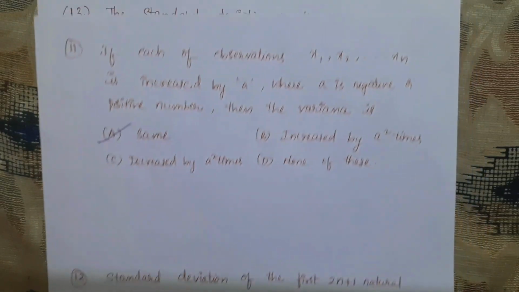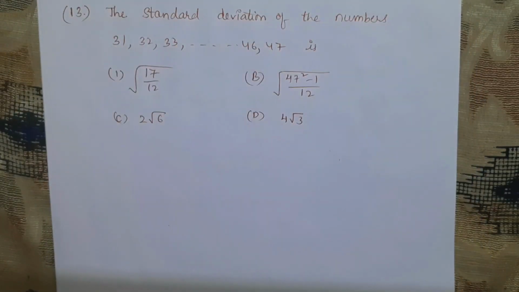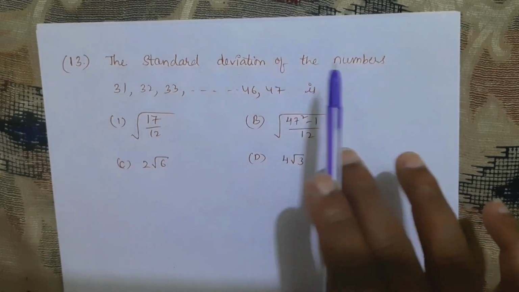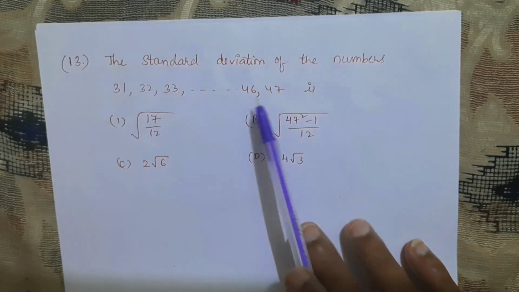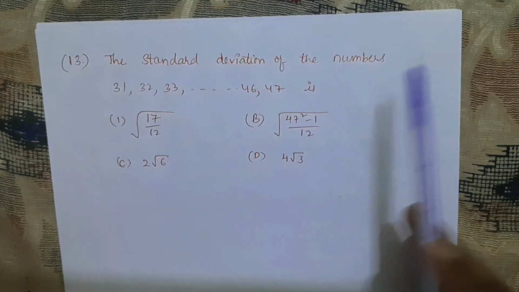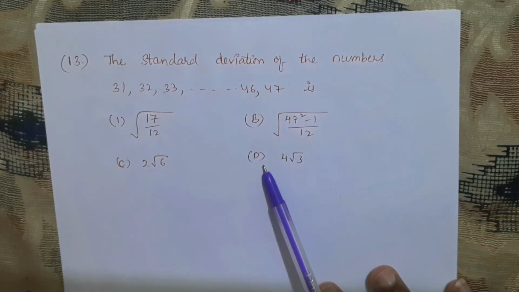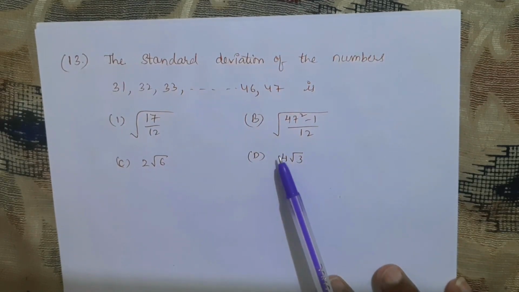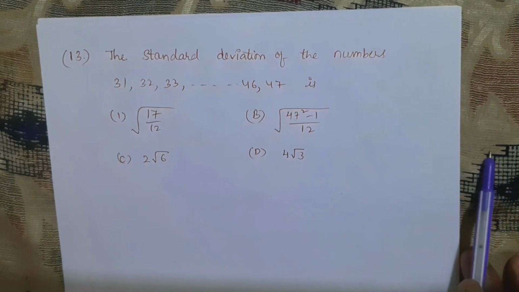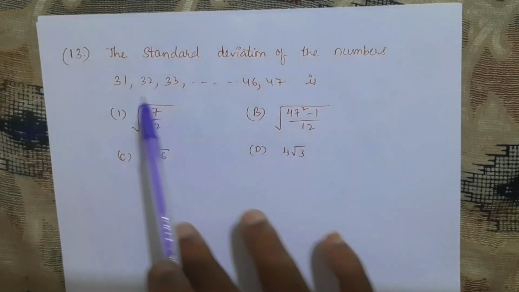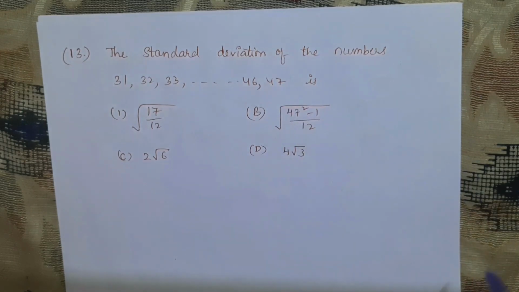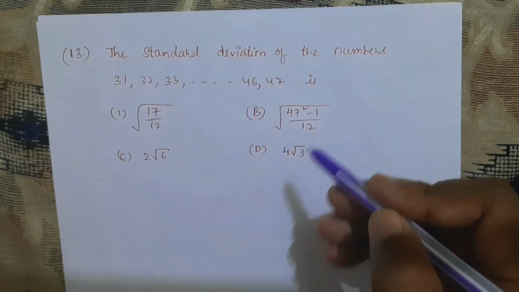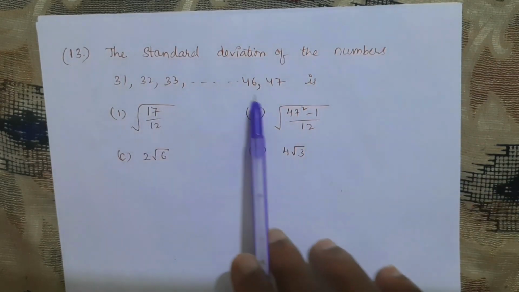Next, coming to question number 13. The standard deviation of the numbers 31, 32, 33, so on 46, 47 is. Standard deviation of all these numbers we need to find. Without using that shortcut we can also find it, but as the numbers 31, 32, 33, so on 47 are there, it will be a little bit difficult to simplify the terms. Why? Because some big numbers are there.